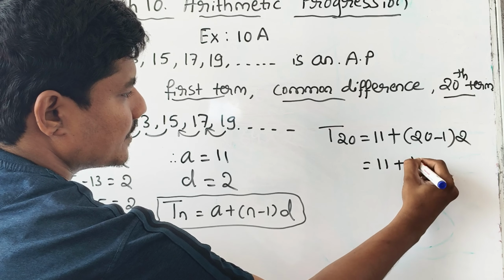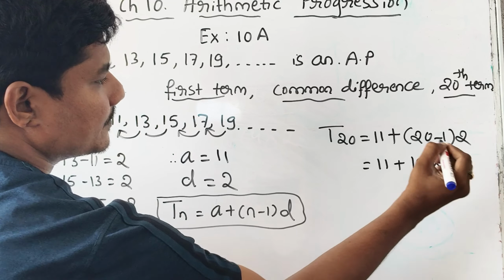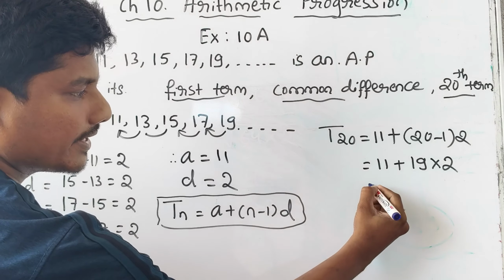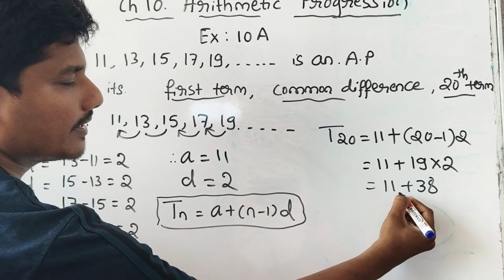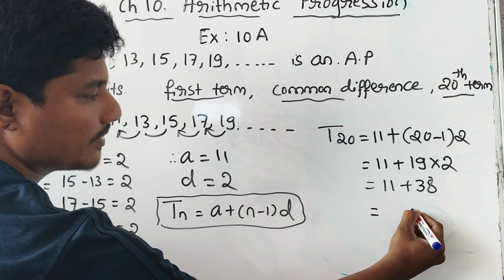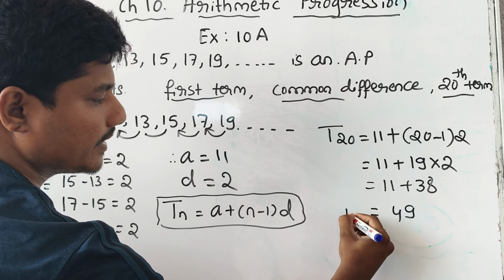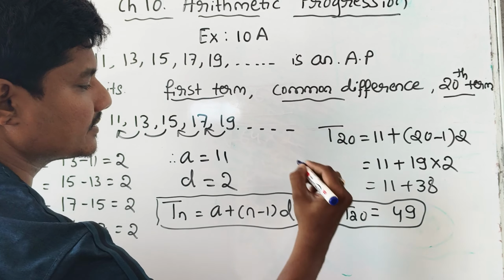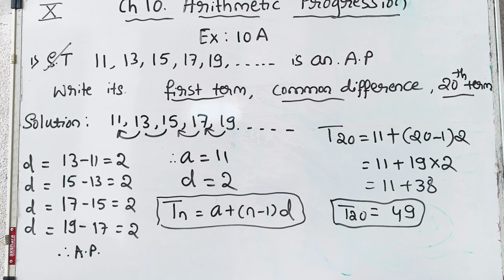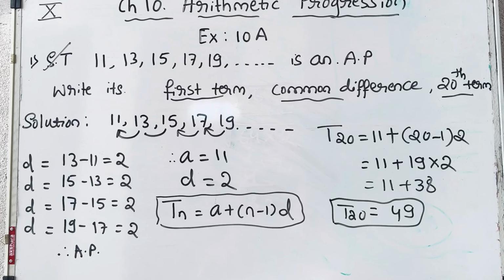11 plus 20 minus 1, that is 19. 19 into 2, 19 twos are 38. 11 plus 38 gives the answer 49. Hence the 20th term of this arithmetic progression is 49. This is how we have to find the 20th term.